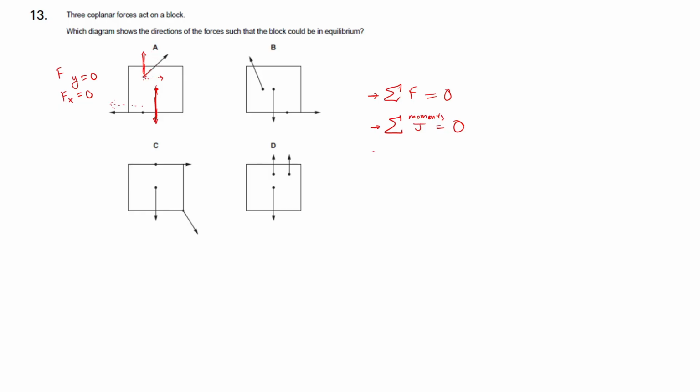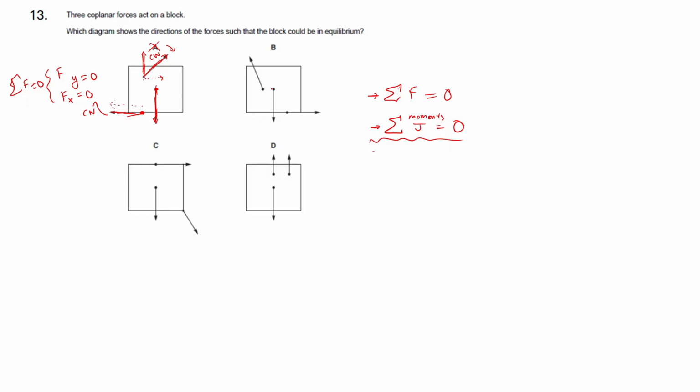So if we look at A here, now we have to look at the moments, because we considered that the sum of f is equal to 0 for all of them, and then we just have to check the moments. If we look at this one here, right, it's going this way, so it's going clockwise. If we look at A here, it's also going to the right, so this is going clockwise, and since they're going in the same direction, they actually don't cancel out, so it can't be A.